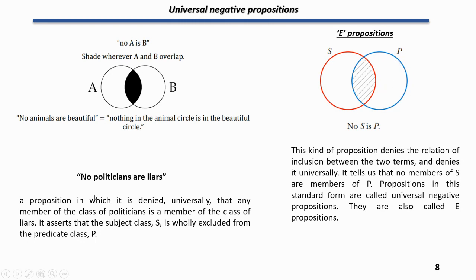If we look at the same example, no politicians are liars. Here we have two classes again, politicians and liars. So it is the subject class and the predicate class. It asserts that the subject class is wholly excluded from the predicate class B. No politician is a liar. So this class is completely excluded from the liars, the predicate class.